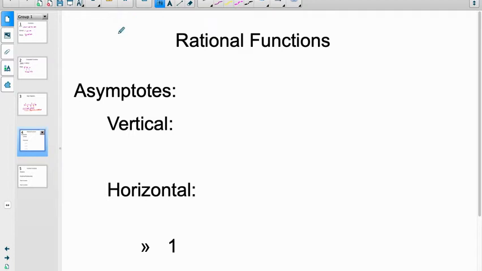Rational functions. Rational functions are going to have asymptotes for their graphs. To find the vertical asymptote, set the denominator equal to 0. Then just solve for x, and that will be your vertical asymptote. It will be x equals something.